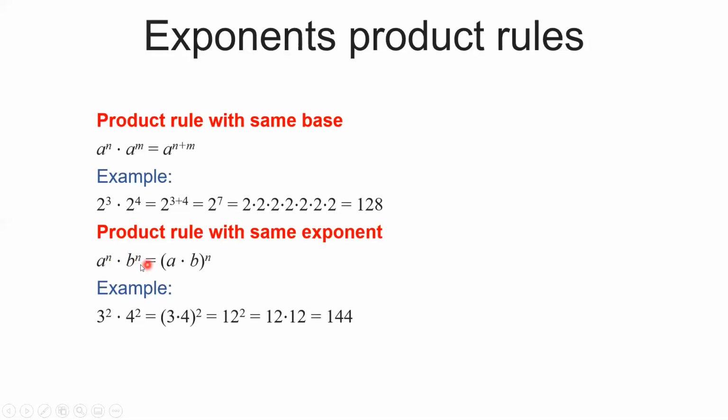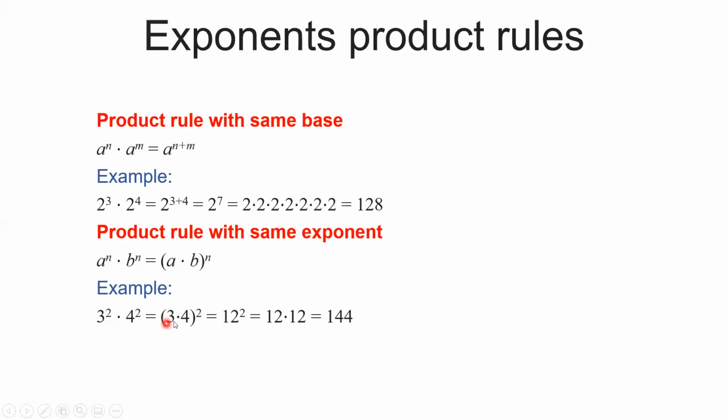The exponents are the same. So I'm going to multiply the bases, a times b to the power of n. Now I'm going to illustrate it with real numbers. 3 to the power of 2 times 4 to the power of 2. The exponents, 2 and 2, are the same, so I'm going to multiply the bases, right? And then I'm going to write it under the same exponent.